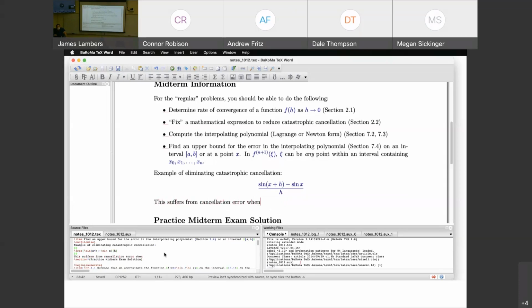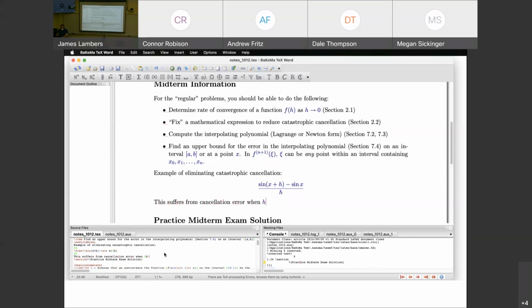When h is very small. So h is much less than 1 in absolute value. Then these two numbers are very close together, and if x is not particularly small, these numbers are not near zero, but their difference is near zero. So the result is smaller than the numbers being subtracted, so that's when you get cancellation error.